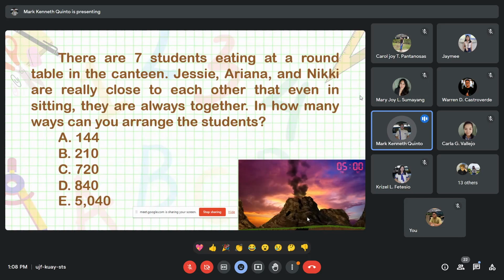I'll be giving you 5 minutes to try answering this problem with your own knowledge, especially to those in grade 10. And for those students who are not familiar with the term permutation, try to answer it as long as you can. You can type your answer in the chat box. And your timer starts now.